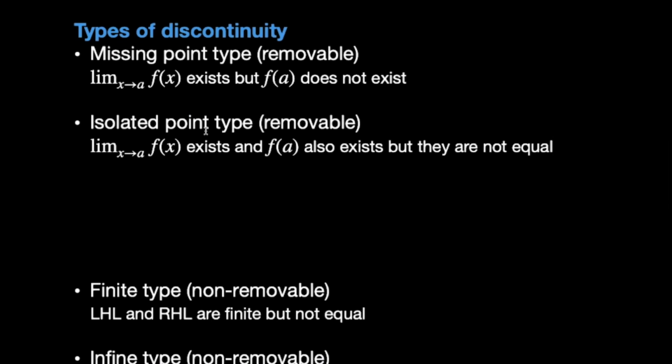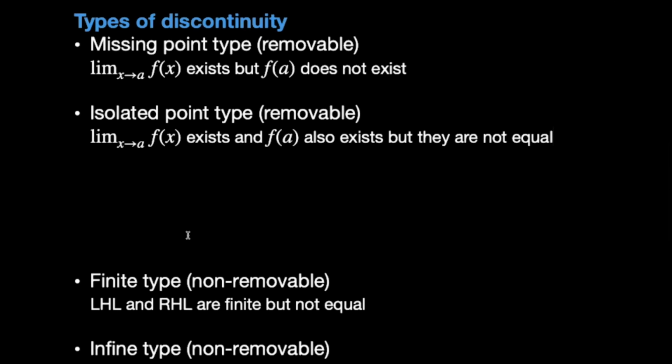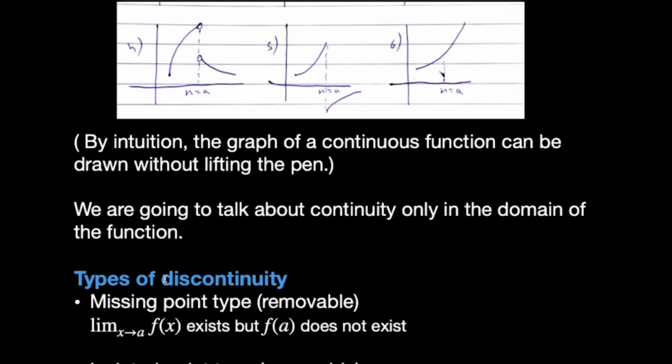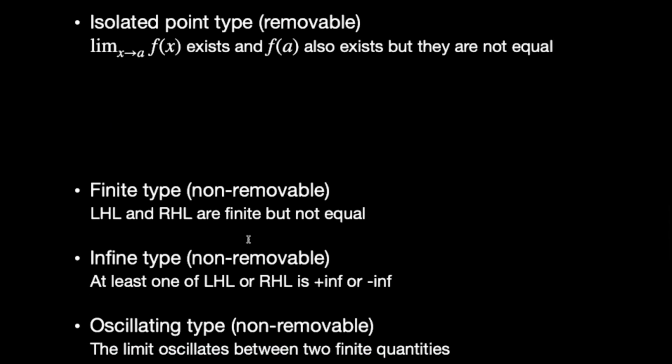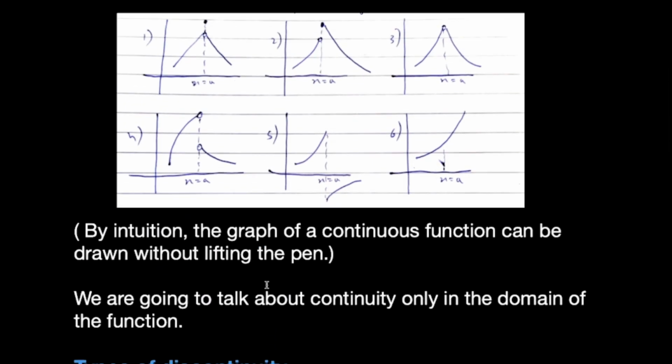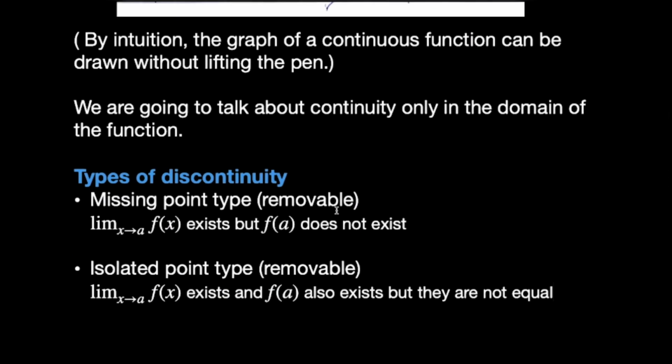Then non-removable, there are three. One is finite type. Like the limit does not exist in this case. So example number 4, you can see LHL is not equal to RHL, but they exist and they are finite. Infinite type, at least one of LHL or RHL is positive infinity or negative infinity. Example number 5, LHL is positive infinity and RHL is minus infinity, and hence it satisfies the criteria.